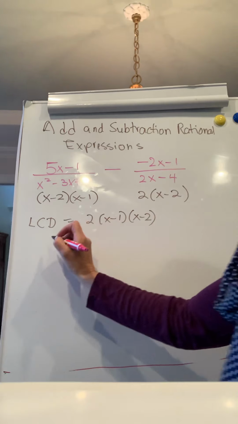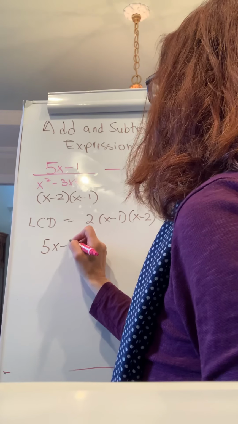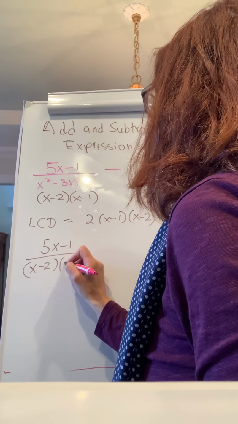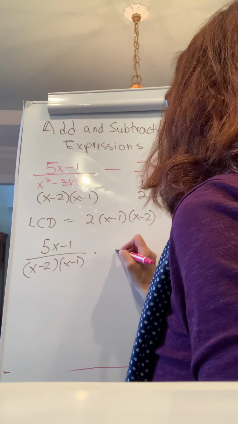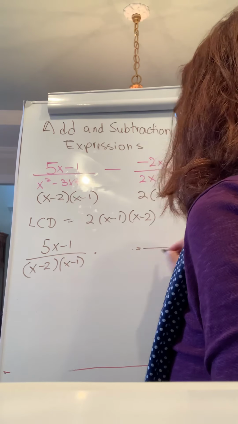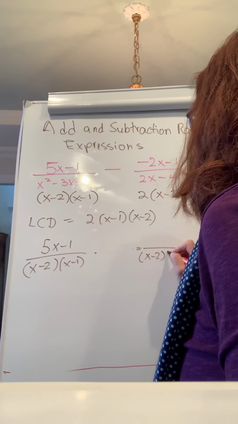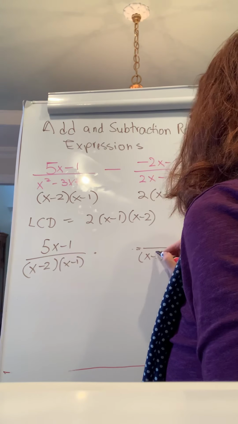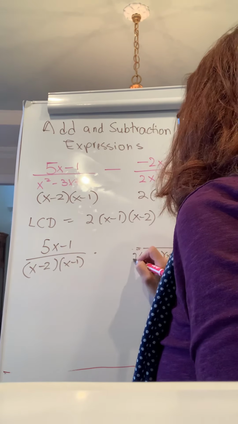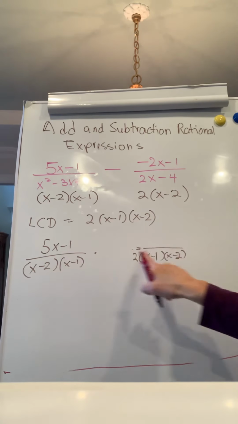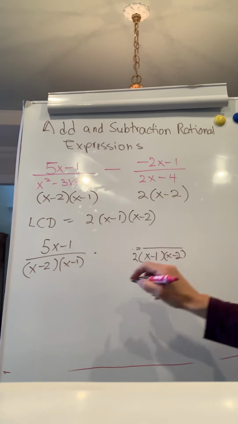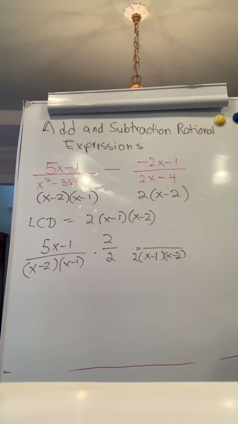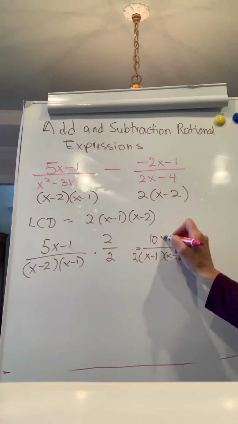All right, so now I have to put each of my fractions over the least common denominator. Remember, we're leaving our denominators in factored form. We're multiplying out the numerators. All right, so what do I need to multiply this by to get this common denominator? I just need to multiply by 2. So I get 10x minus 2.